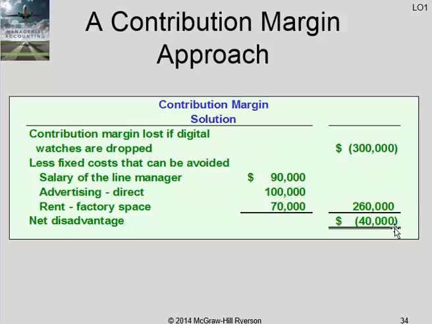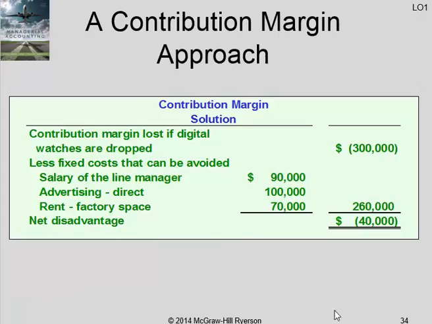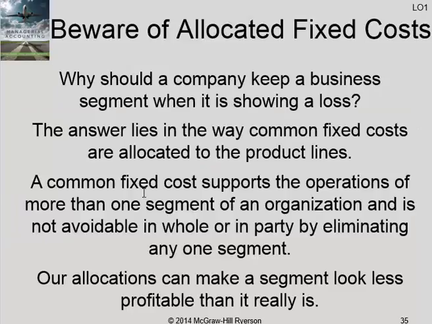It's still not enough. We're still $40,000 worse off, and so you'll notice, obviously, we've come to the same conclusion as we did here, $40,000 worse off by getting rid of it. It's just this was quicker, simpler, and more elegant. So this would be the contribution margin approach to solving this particular problem. So what's the moral of this story?